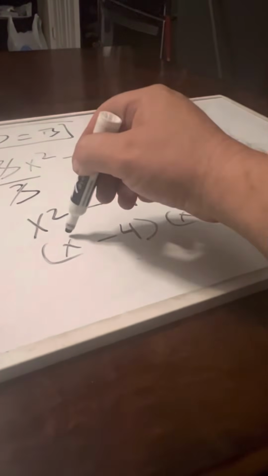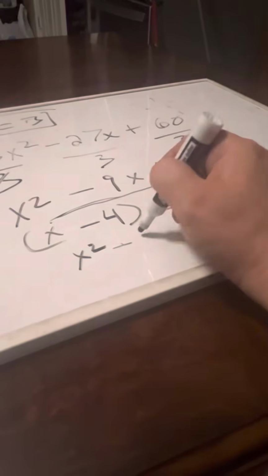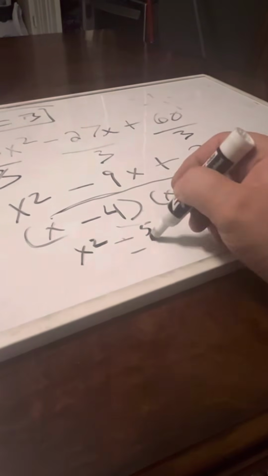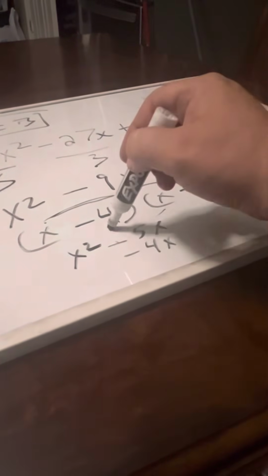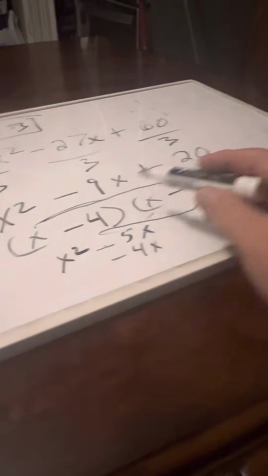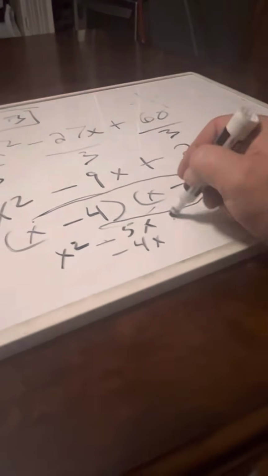And now let's distribute. That's x squared, okay? And now distribute over to here. That's minus 5x. And now do the bottom, negative 4 times x, right there, see that? Negative 4x. And now take negative 4 times negative 5. And remember, two negatives make a positive. So now you have 20.